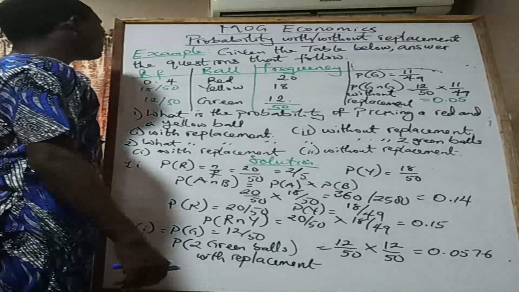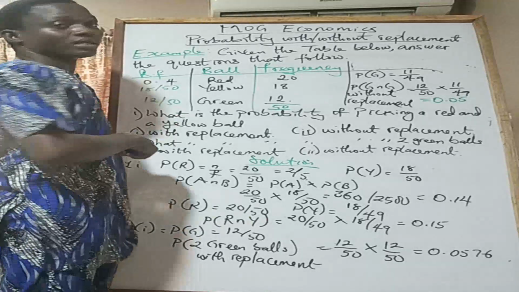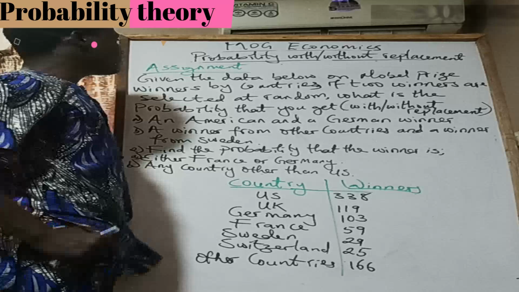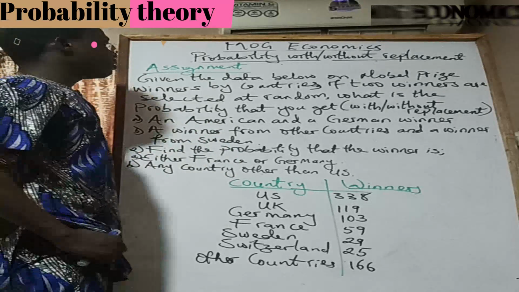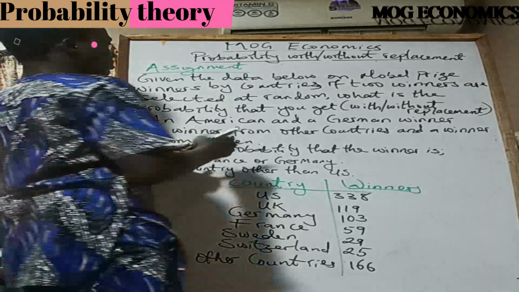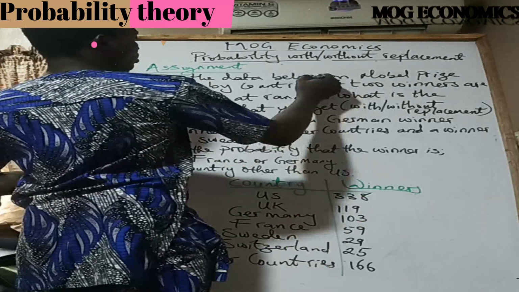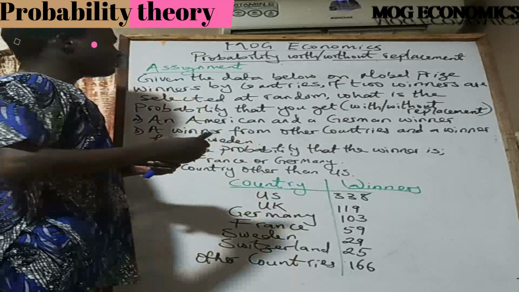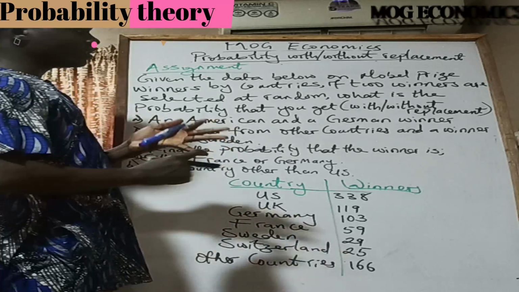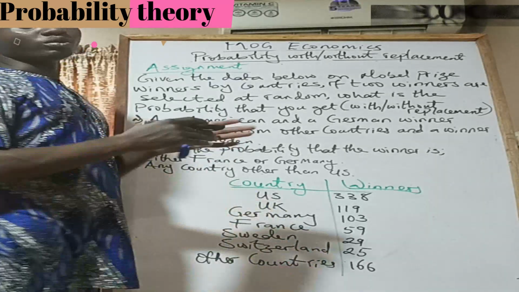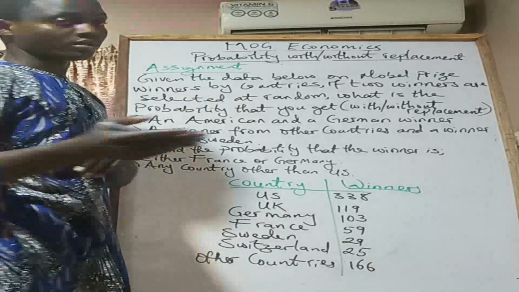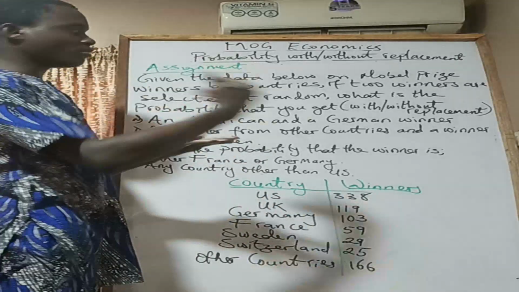Okay. So the next thing now is the assignment on this particular topic. It may be long, but it's a simple assignment. We have been given the data below on Nobel Prize winners by countries, so people that have won the Nobel Prize. If two winners are selected at random, what's the probability that you get, with or without replacement? That is, first you calculate for with replacement, second you calculate for without replacement, per question.